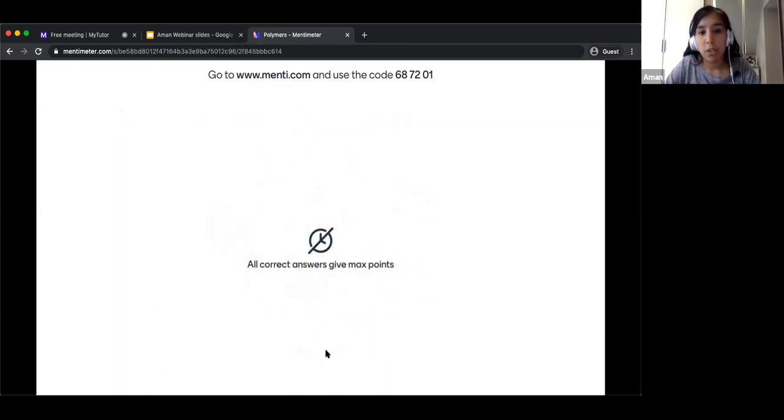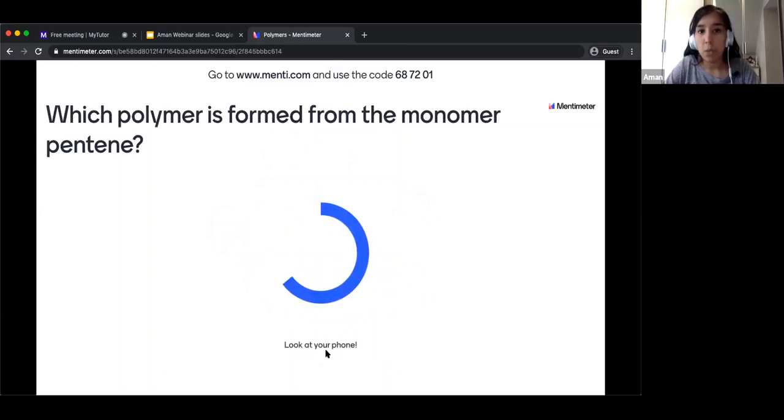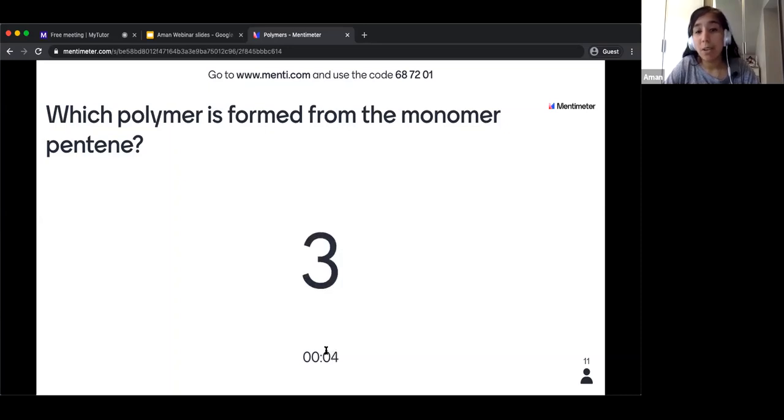So the first question should be coming up on the screen now. So which polymer is formed from the monomer pentene? So you have to type in the answer. So remember how we named them. So we didn't go through pentene, but you do need to know how to name the monomers. Remember, they stay as alkenes. That's a clue as well.